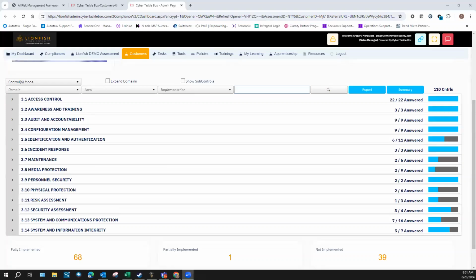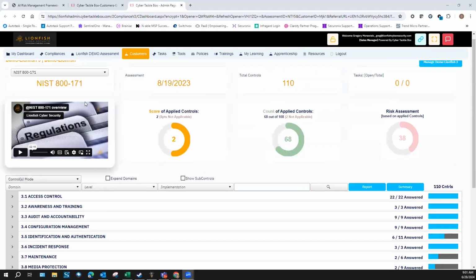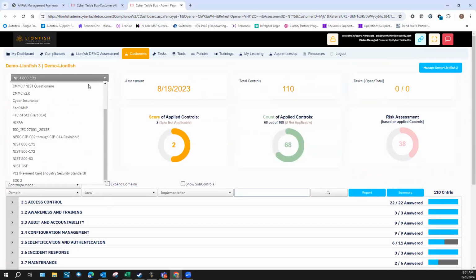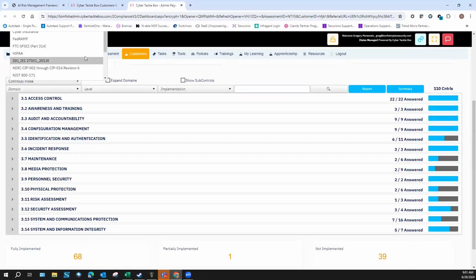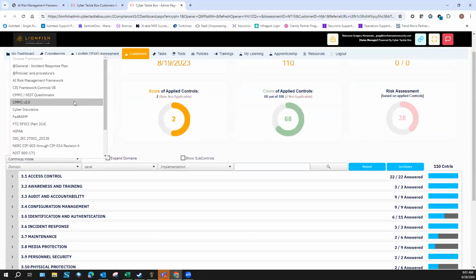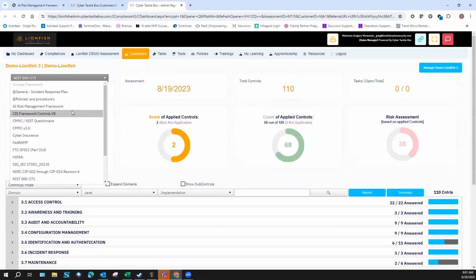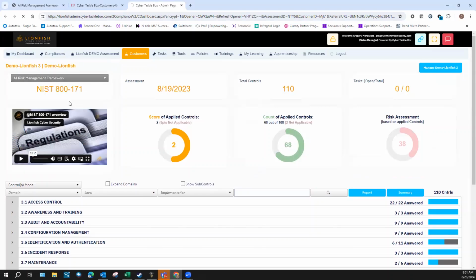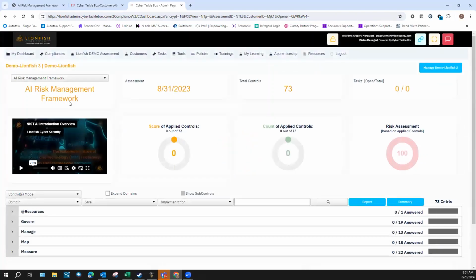Okay, so we're going to be going over NIST AI. We're going to be using the Lionfish platform to look over all of our different controls.